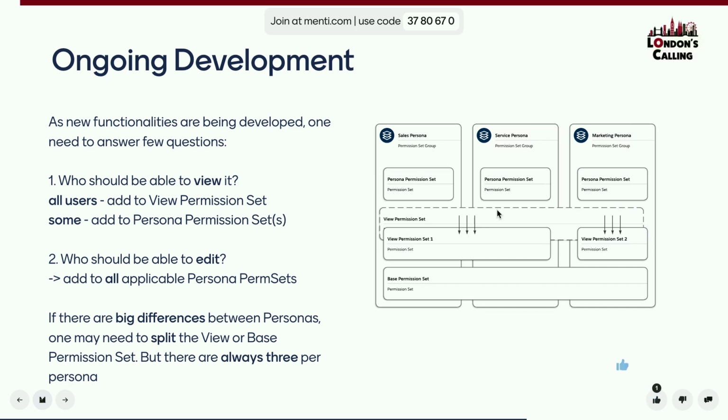So when you add new permissions, a new requirement, then you answer the question, who should be able to view it? If all users, then you just add it to the view permission set. If only certain users, then you add it to those persona-based permission sets. Who should be able to edit? If everybody, then you just add it to each individual persona-based permission set.